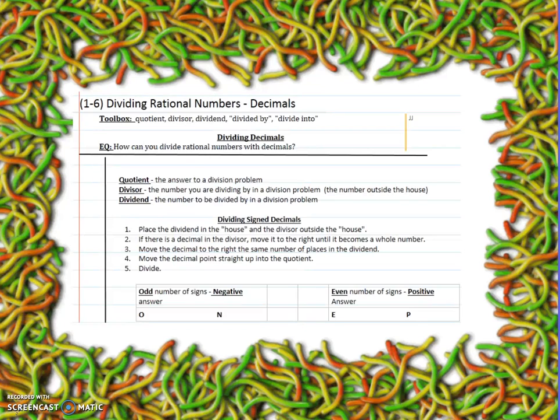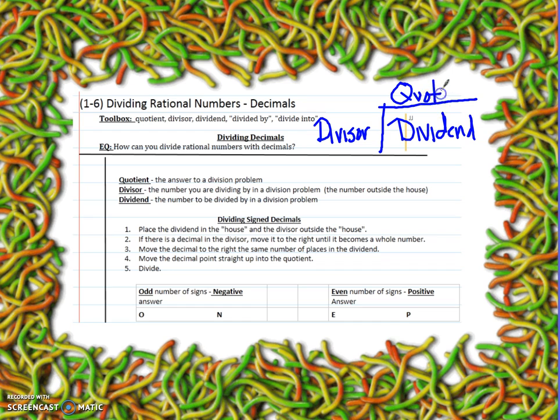Dividing rational numbers with decimals. So with dividing rational numbers, we don't really have to do much except we can never have a decimal divisor. The number that is outside of the house is called the divisor. The number inside the house is called the dividend. And the answer to a division problem is called the quotient.